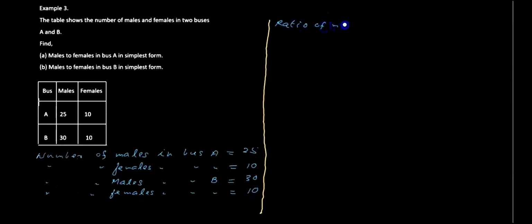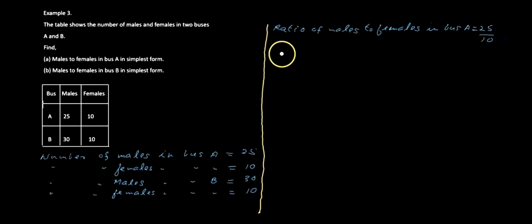Ratio of males to females in bus A is 25 to 10. To find the ratio in simplest form, the numerator and the denominator should be divided by the greatest common factor, or GCF, of 25 and 10.